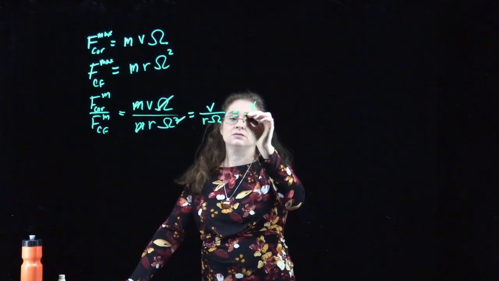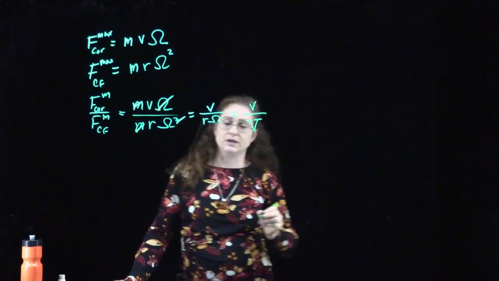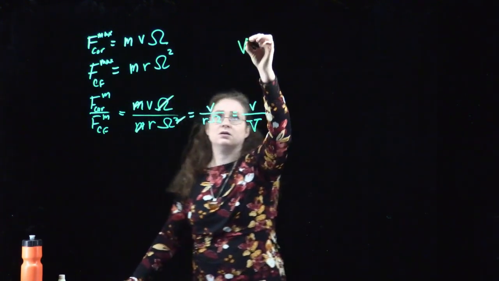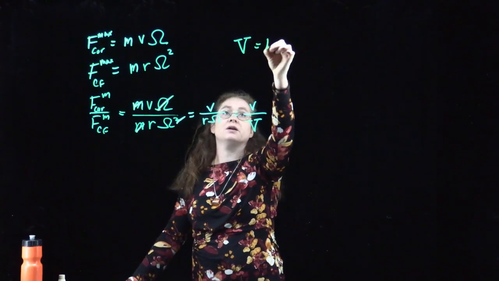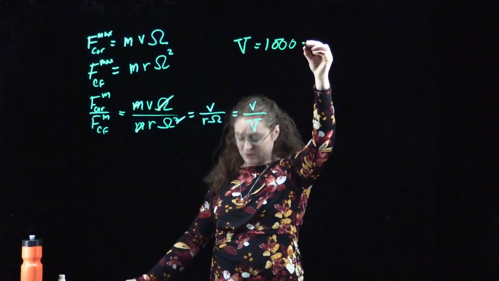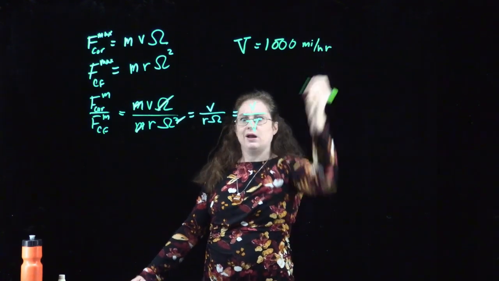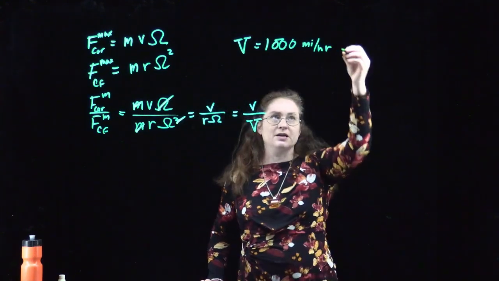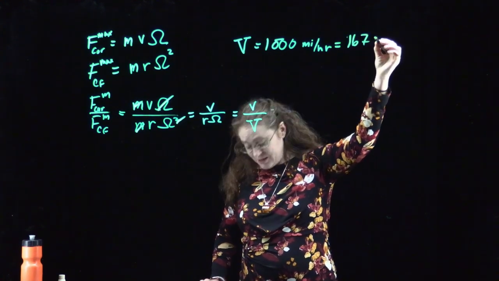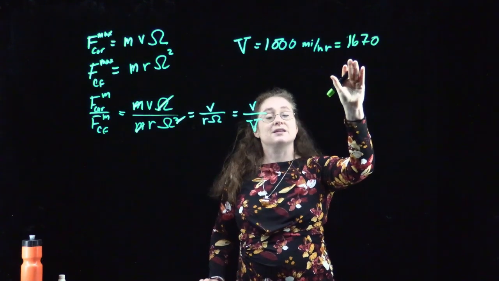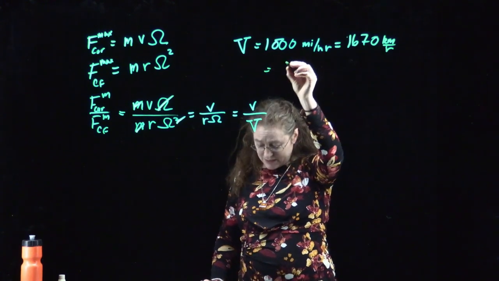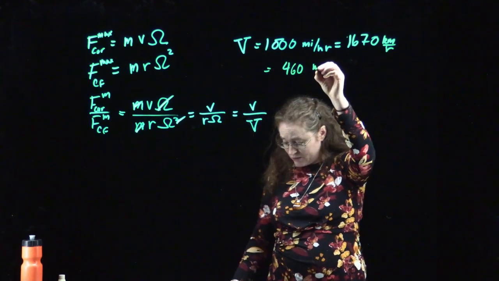So the velocity of the object divided by the velocity of a point on the equator. This velocity of a point on the equator is about, the book cites 1,000 miles per hour. In a physics textbook, who do we think we are? Engineers? No. So better units, 1,670 kilometers per hour, but our beloved SI works out to be 460 meters per second.